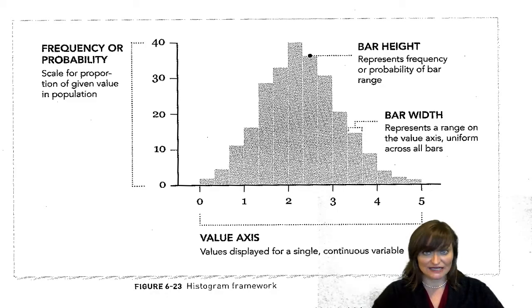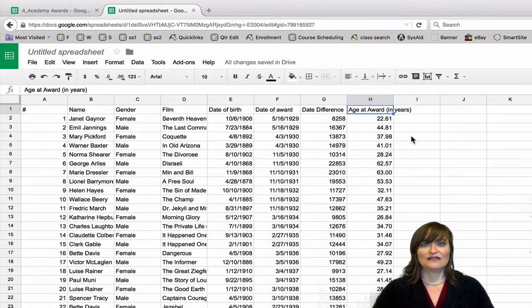The bins will be consecutive, so they'll come right one after another. There won't be any gaps. The bins will be non-overlapping, so each person will only fall into one bin. Usually we set our bins all to be the same amount of the scale. So if we're going to set bins of 5 years or 10 years, they would all be the same. Once we've decided on our age brackets, on our bin size, we're going to count how many actors and actresses fall into each of those bins, and the column height will indicate that frequency.